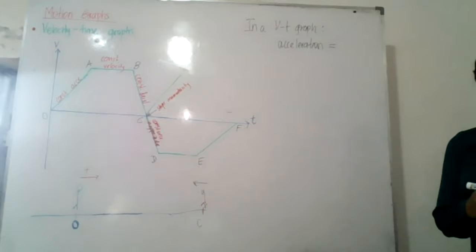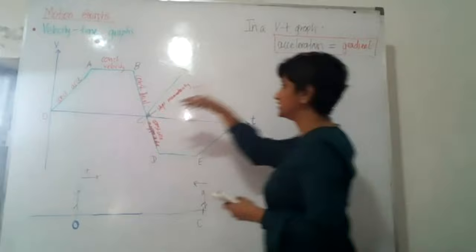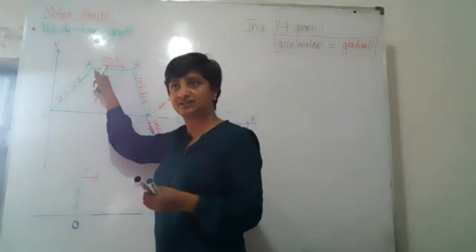Slow, gradient. That's like a formula that you should remember. If I had given you values in this graph, you can calculate this acceleration, you can calculate this deceleration, you can calculate that acceleration.